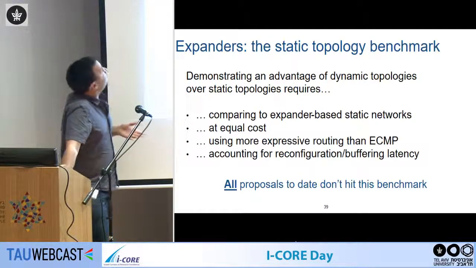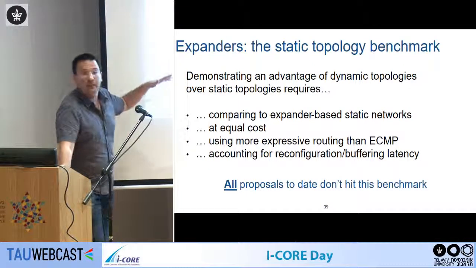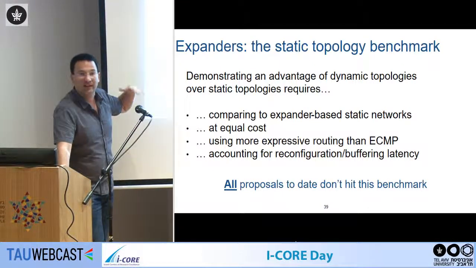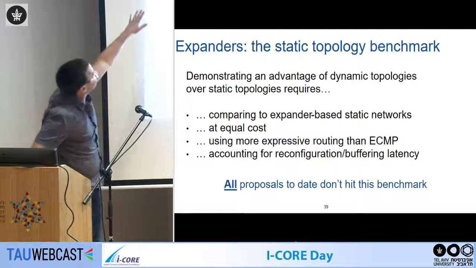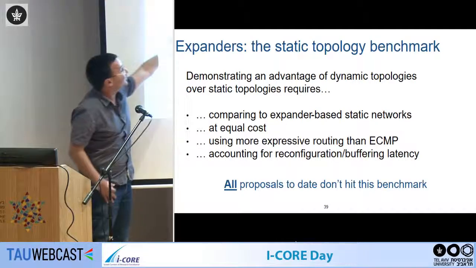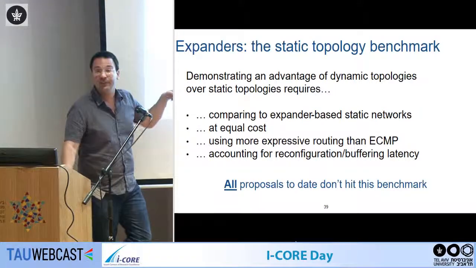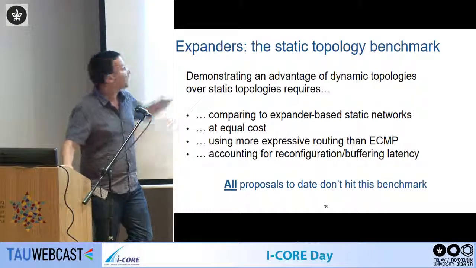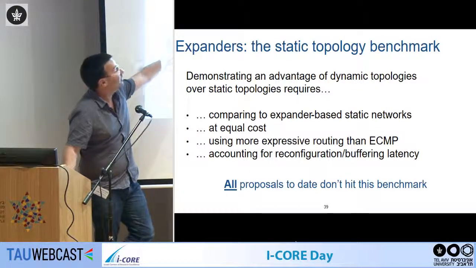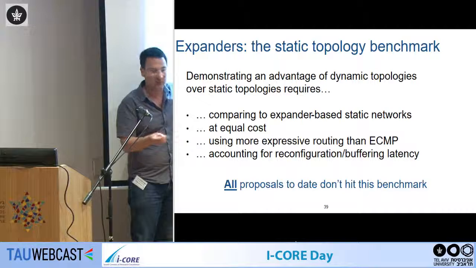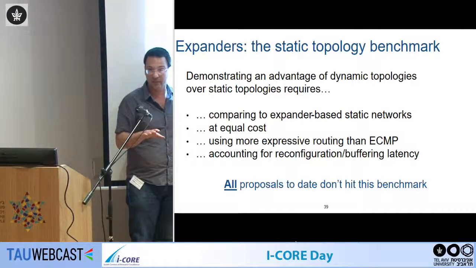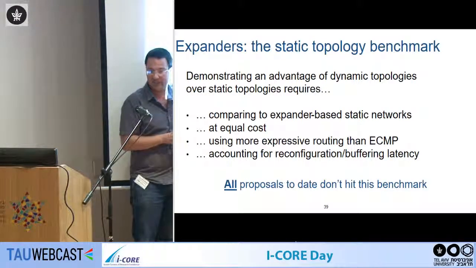So our high-level point is that expanders are the static topology benchmark, and a dynamic topology, to prove useful, must contend with that benchmark. And what that means is that demonstrating the advantage of a dynamic topology means comparing to expanders at an equal cost, using sufficiently expressive routing. And as I said, we gave dynamic topologies the benefit of the doubt in terms of reconfiguration times, et cetera, by just assuming that there are none. But obviously, you have to take that into account.